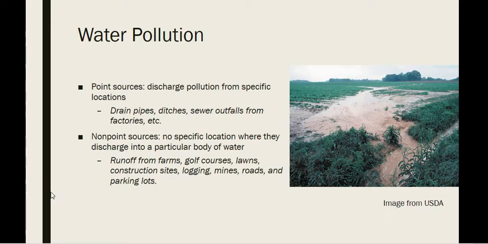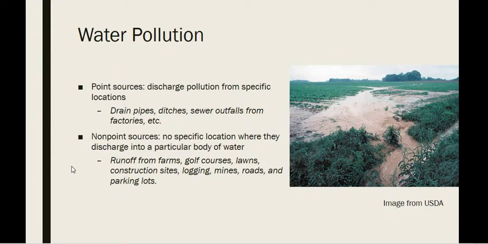So, water pollution can come from one of two locations, a point or a non-point source. A point source is a discharge of pollution from a specific location. So you can go out to a field and say, this is where the pollution is coming in from. An example of that would be a drain pipe, a ditch, sewers, anything that you can reasonably say, this is where the pollution is happening.